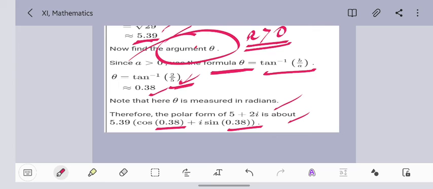However, in class 10th, you will not be able to use a trigonometric table because you will not get questions of that kind. However, to understand this and get the value of tan inverse of 2 by 5, you can go for the trigonometric table.